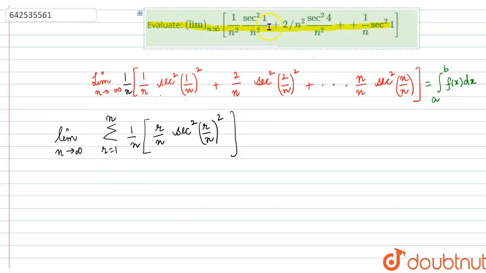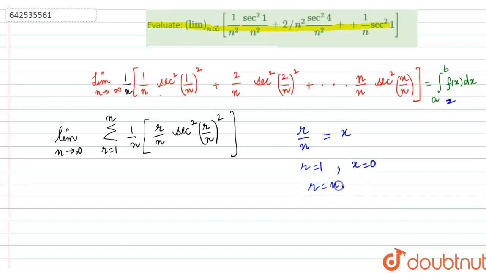Now after some manipulations we'll be able to convert it into this form. Then we can put r by n equal to x. Notice, when r is equal to 1, x becomes 0, and when r is equal to n, x becomes 1. So we can now change the limit into integral form from 0 to 1, of x secant square x square dx.